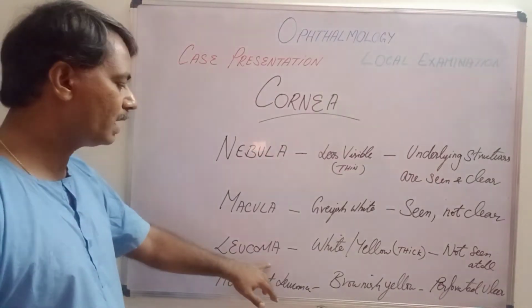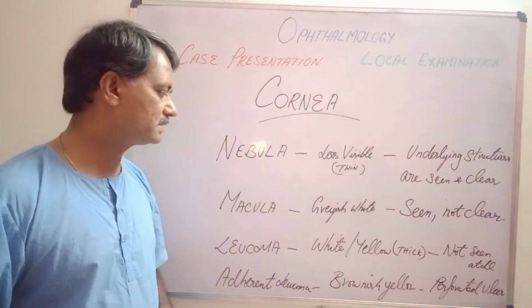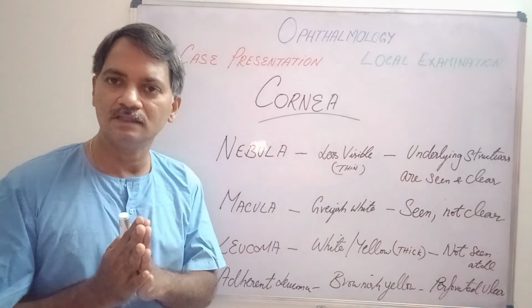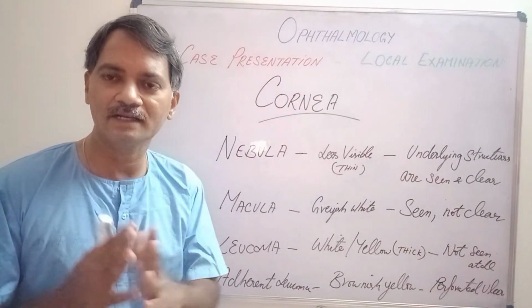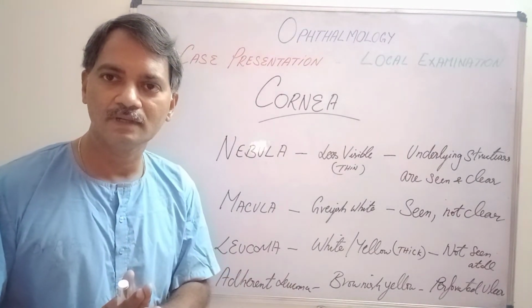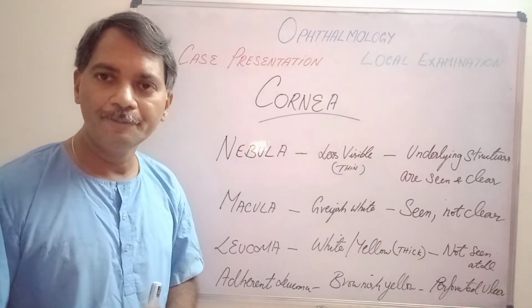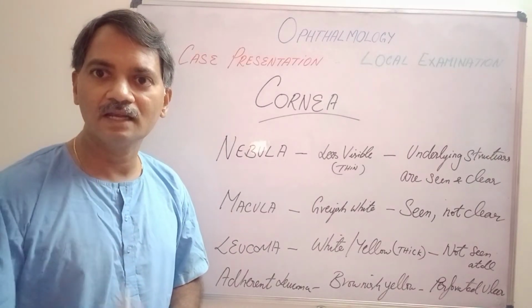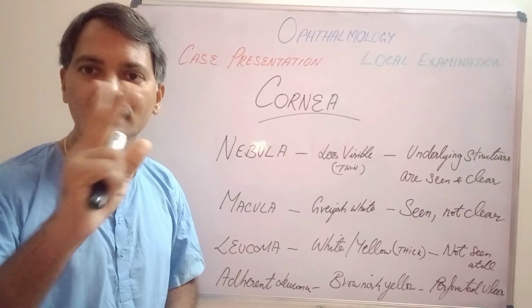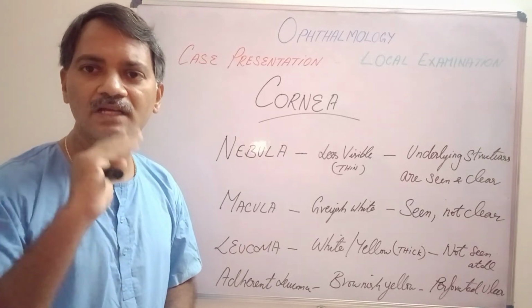Next is a leucoma, leucomatous corneal opacity. It is a very thick opacity because it involves the entire thickness of the stroma. The opacity appears whitish in color or yellowish white in color or yellowish in color.